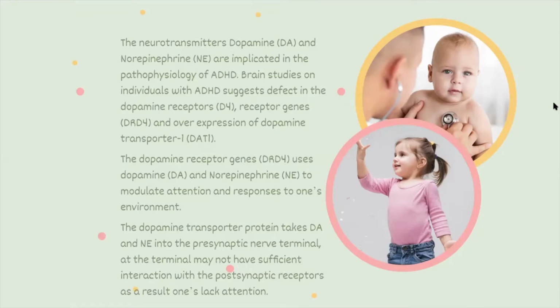The dopamine receptor gene, DRD4, uses dopamine (DA) and norepinephrine (NE) to modulate attention and responses to one's environment. The dopamine transporter protein takes DA and NE into the synaptic nerve's terminal. At the terminal, there may not be sufficient interaction with the postsynaptic receptors. As a result, one lacks attention.